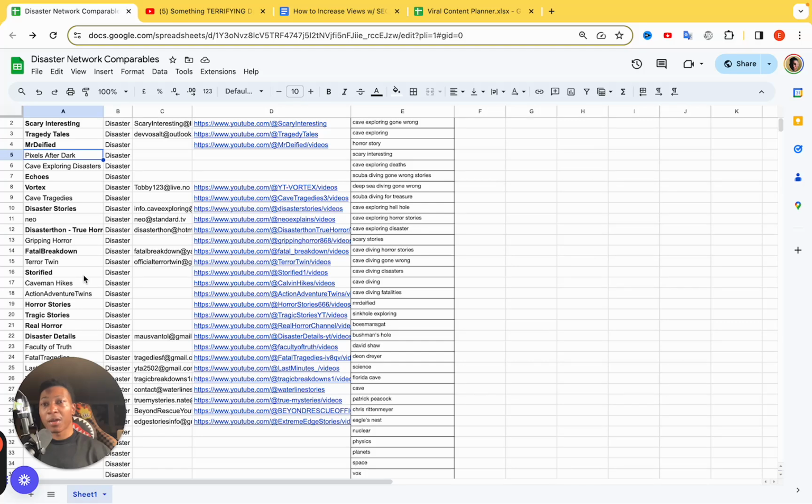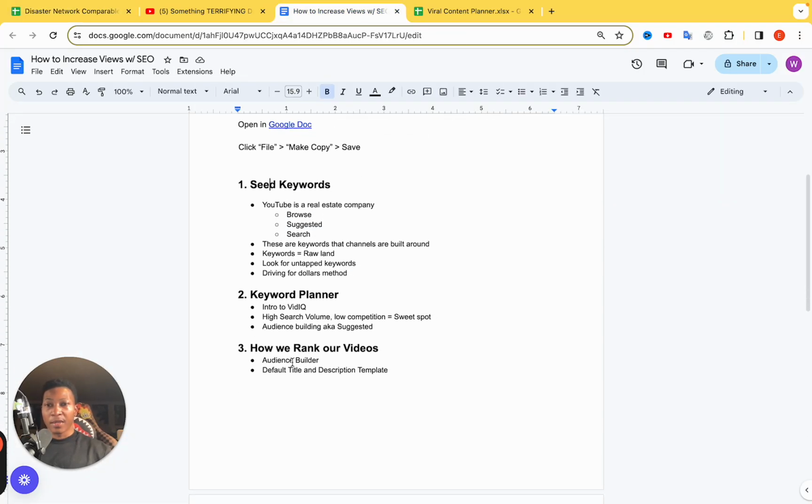Now, in the second part, I'm going to be showing you how we update the SEO and metadata for the channel, how we find the keywords. So you're going to need a software called vidIQ. So I'm going to introduce you to vidIQ, and we're going to be talking about high search volume, low competition keywords, how you find those, and then how you audience build. So how do you build an audience based off keywords, and then how do you update your SEO metadata? How do you actually rank your videos? So I'm going to give you the proven process that I do to do that.